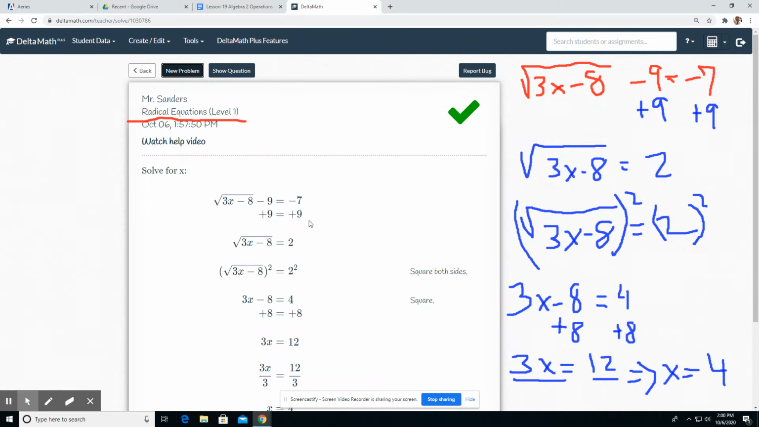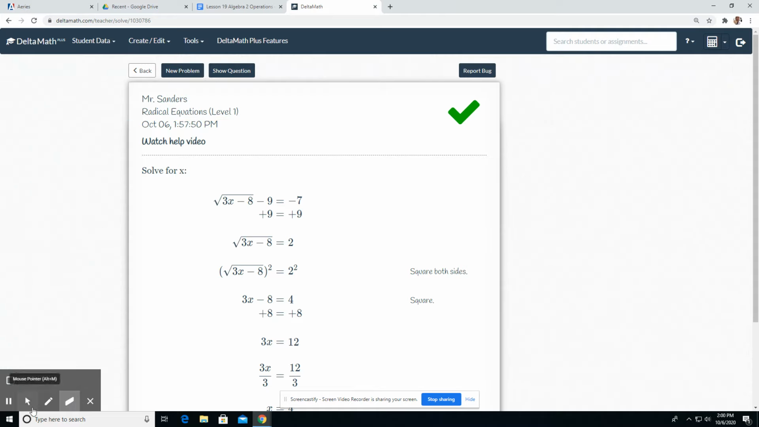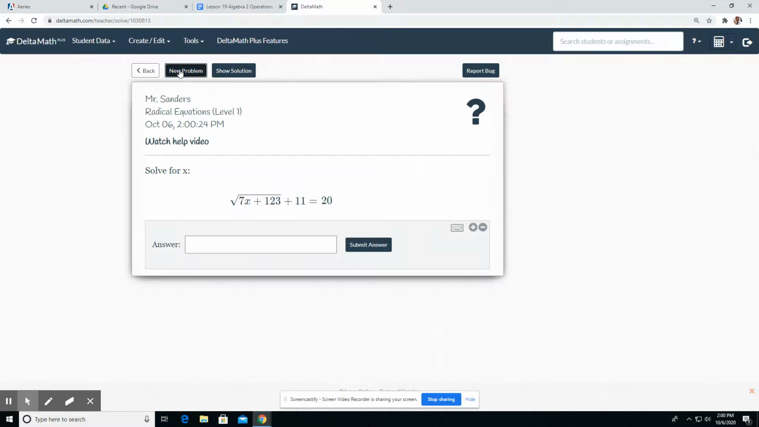Okay. And then they go through the process too. Let's see if the next one is any different. And this one's done exactly the same way. You're going to isolate the square root sign. You'll start by subtracting 11 from both sides. Square it, subtract 123, then divide by 7. X will be by itself. So this is done exactly the same way.